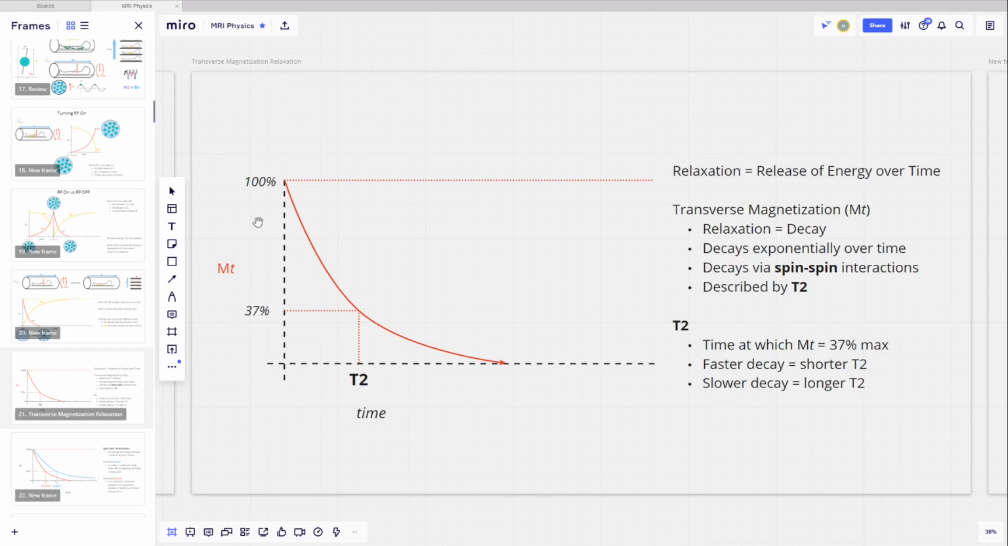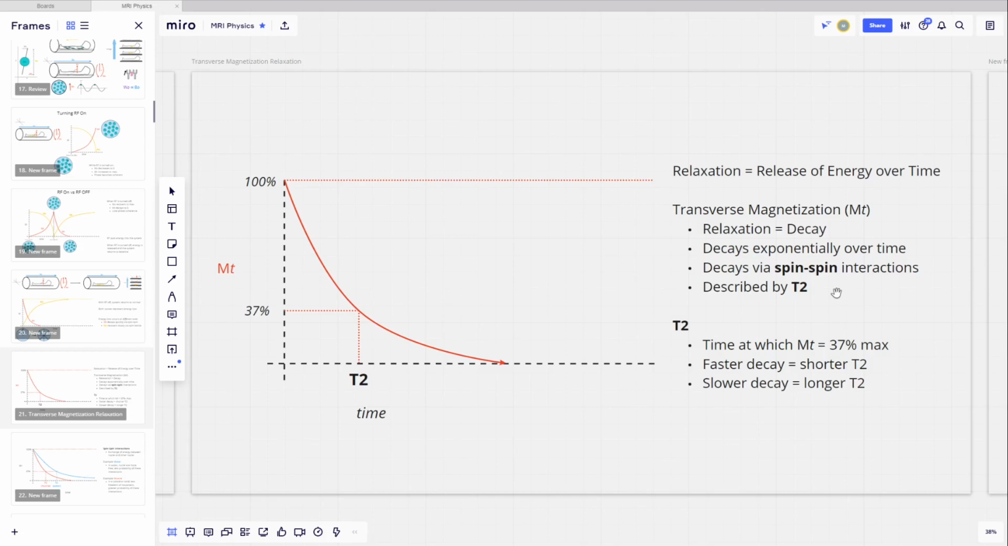This is an exponential curve, so it relaxes or decays exponentially over time. And the mechanism that it decays by is through spin-spin interactions. Okay, what are spin-spin interactions? This is interactions between two protons, two hydrogen nuclei, two of our spins, interacting with each other, exchanging energy. It's through those interactions, through those protons bumping into each other, imparting some energy to each other, that the whole system slowly returns to a more chaotic, lower energy state. Okay.